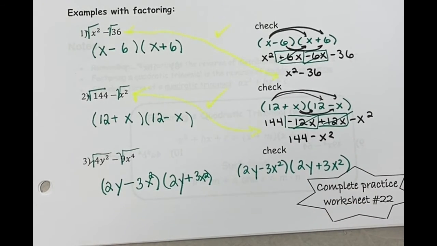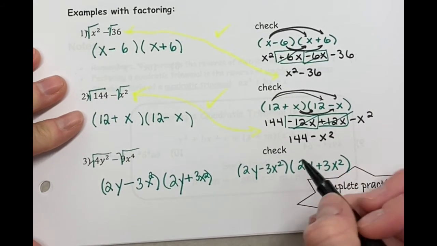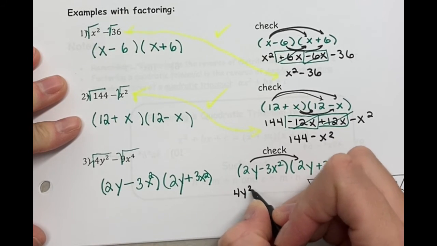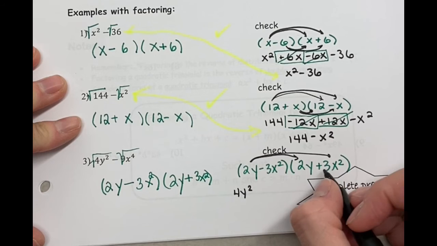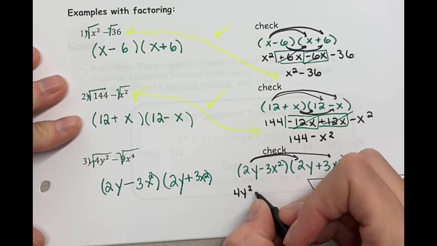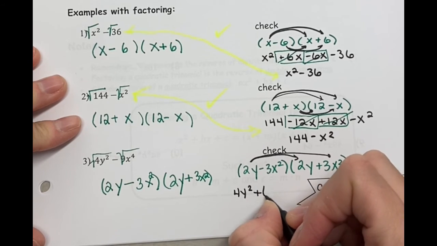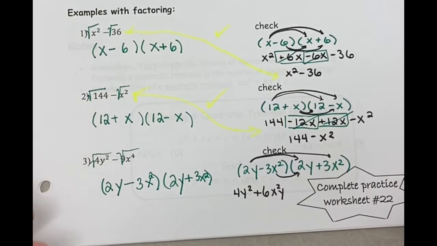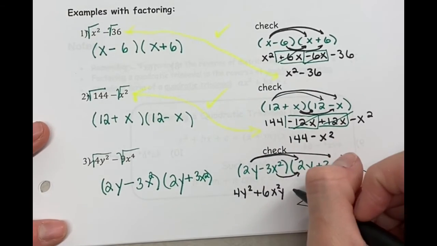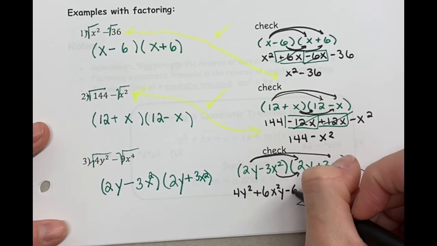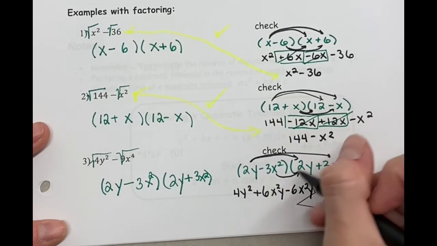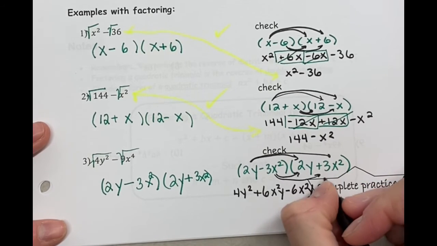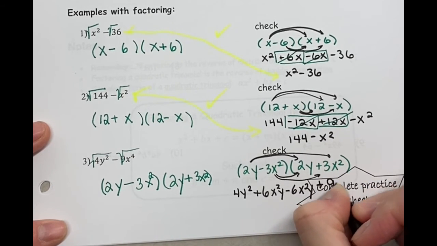And I need to double distribute. Or you could use the box method if you prefer. 2y times 2y gives me 4y squared. 2y times 3x squared gives me a plus 6x squared y. Then I have negative 3x squared times 2y, which gives me negative 6x squared y. And negative 3x squared times 3x squared gives me 9x to the 4th.